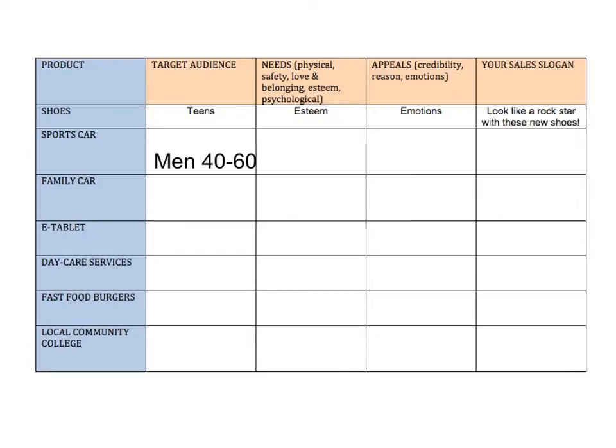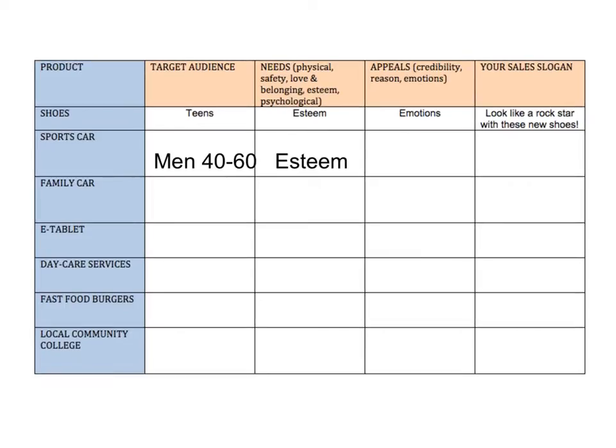What are their needs? Are their needs physical? Probably not if they're looking for a sports car. If it's a sports car, they're probably not looking for safety either. My guess is they're looking more for esteem. And that's what I'm going to type into this next slot. Next, well, if you're going to have esteem, what works really well is emotions. So I'm going to type in emotions.